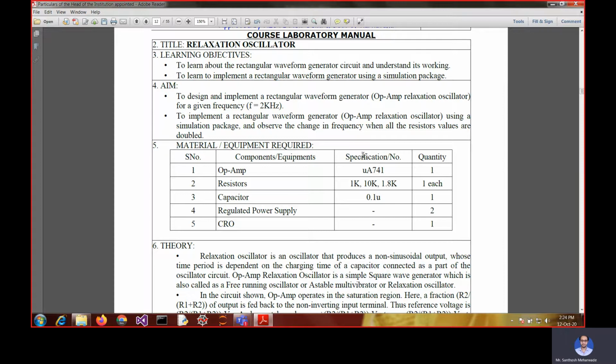In the previous lab, we went through the astable multivibrator, both hardware as well as simulation. After that, we saw the relaxation oscillator hardware part. And in today's session, we will see the simulation part of the relaxation oscillator by using an op-amp Micro A741. Here we are going to set the frequency of 2 kilohertz.